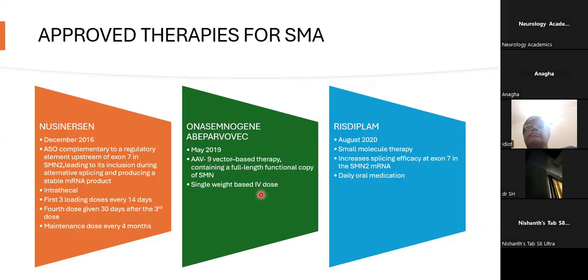So there have been several trials done on nusinersen and onasemnogene abeparvovec. With nusinersen, the CHERISH trial and the NURTURE trial have shown that administration of nusinersen resulted in better functional outcomes. That is, the ability to sit at 5 years was obtained for nusinersen and onasemnogene abeparvovec compared to the control cases.